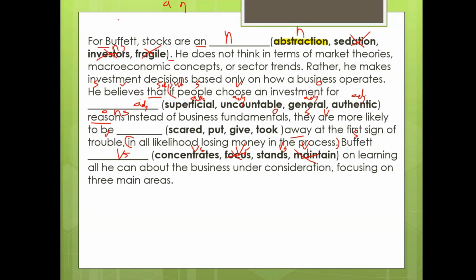For Buffett, this is the name of the person. Okay, who is very good with stocks. But anyways, if you are not aware of it, no problem. It will make sense when you start reading up. So for this person, for Buffett, stocks are an dash. Stocks are an abstraction. You guys know the abstraction. Imaginary, it's not in the physical form, abstraction. For him, for this person, stocks are an abstraction.